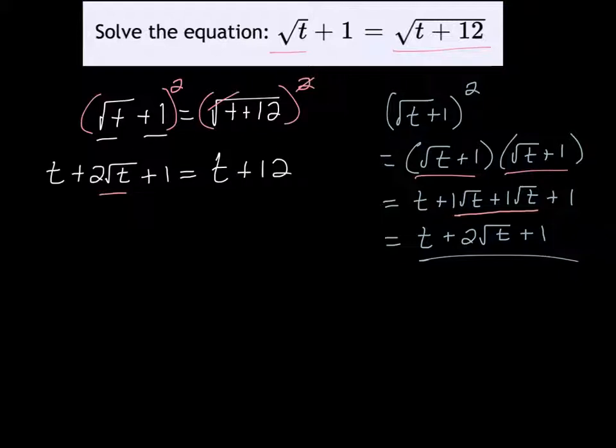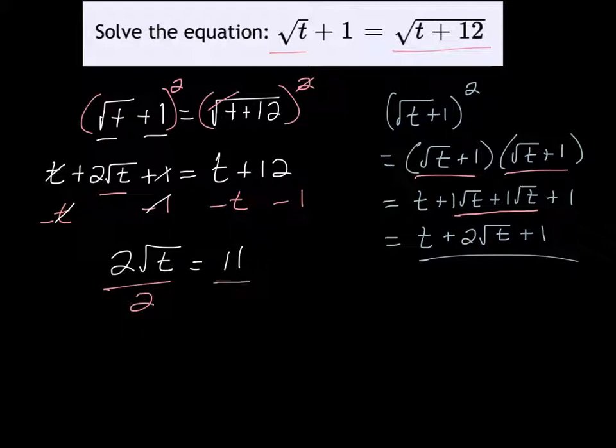What I'm going to do now is isolate that square root of t right there, and I'm going to do that by subtracting t from both sides of the equation and subtracting 1 from both sides of the equation. When I do that, what I'll be left with on the left hand side is 2 root t equals 11. Then I'm going to simply divide by 2 on both sides, and what I have is the square root of t equals 11 halves.